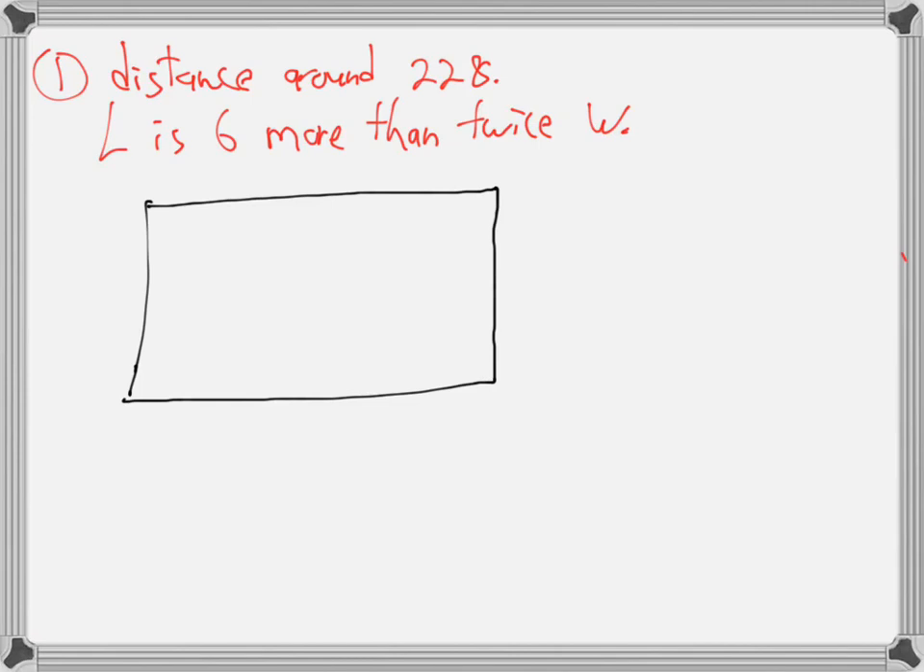All right, so the distance around is 228 feet. The length is 6 more than twice the width. Any ideas? So I started labeling it. It's 2 times x plus 6, so it's 2x plus 6.